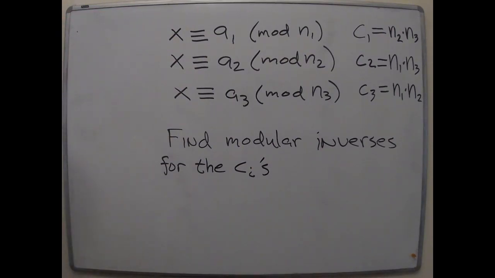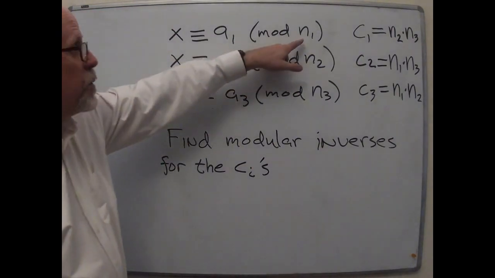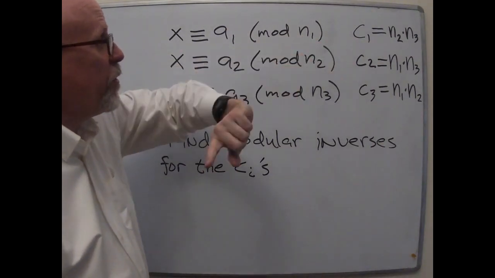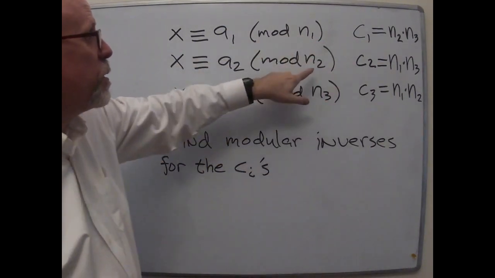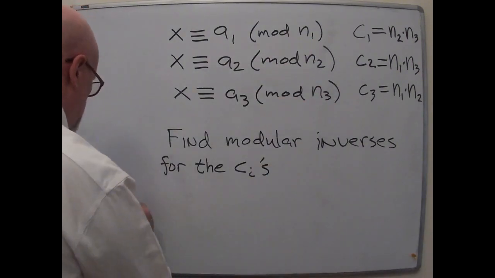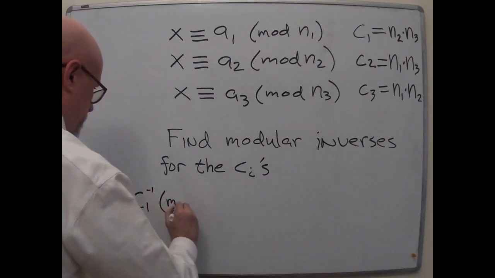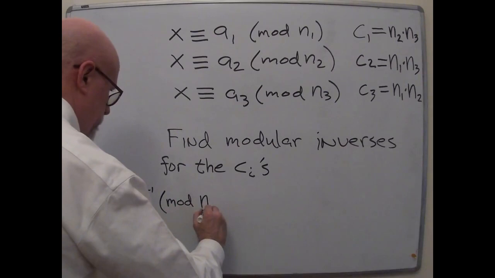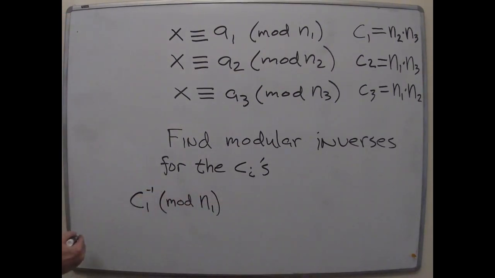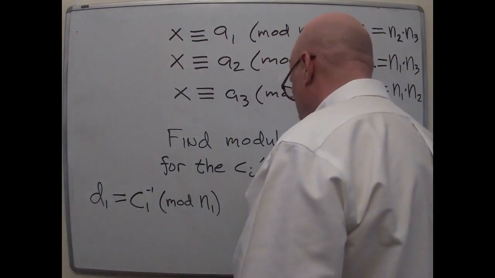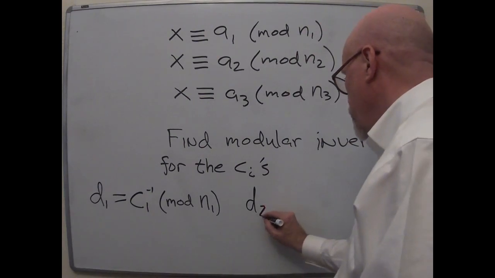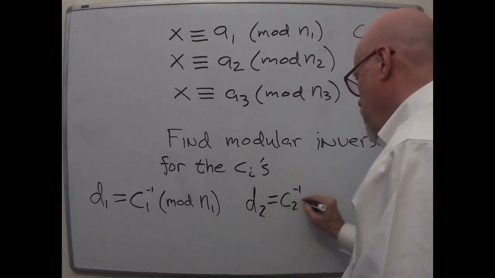And we're going to do that modulo the modulus that's the same index. So I want C1's inverse mod N1 and C2's inverse mod N2. I just want to give that a name, and the name they give it in the book is D1, so we'll use the same thing. We'll say D1 is defined to be the inverse of C1 mod N1. D2, same thing, but the second position. D2 is C2's inverse mod N2.